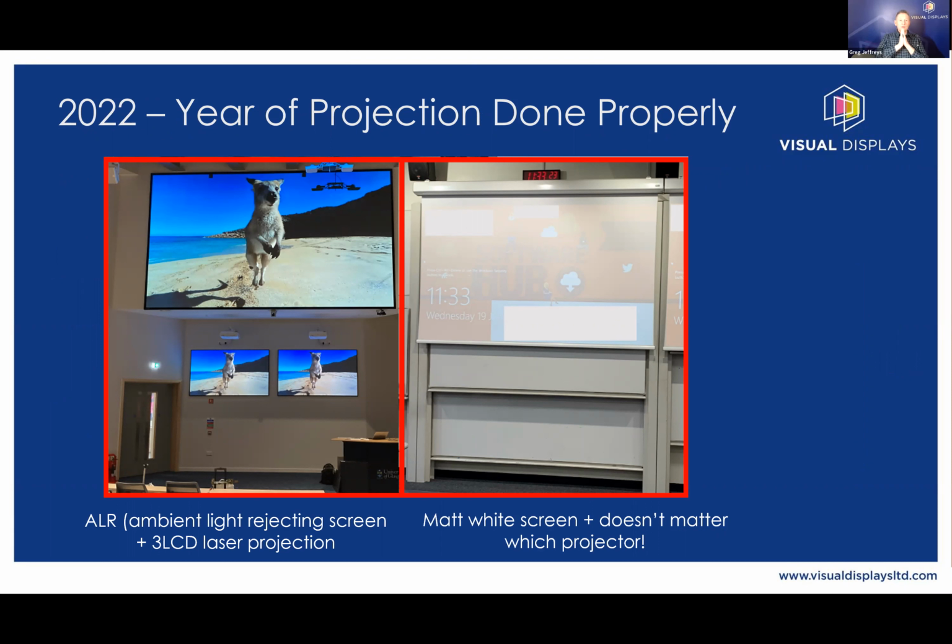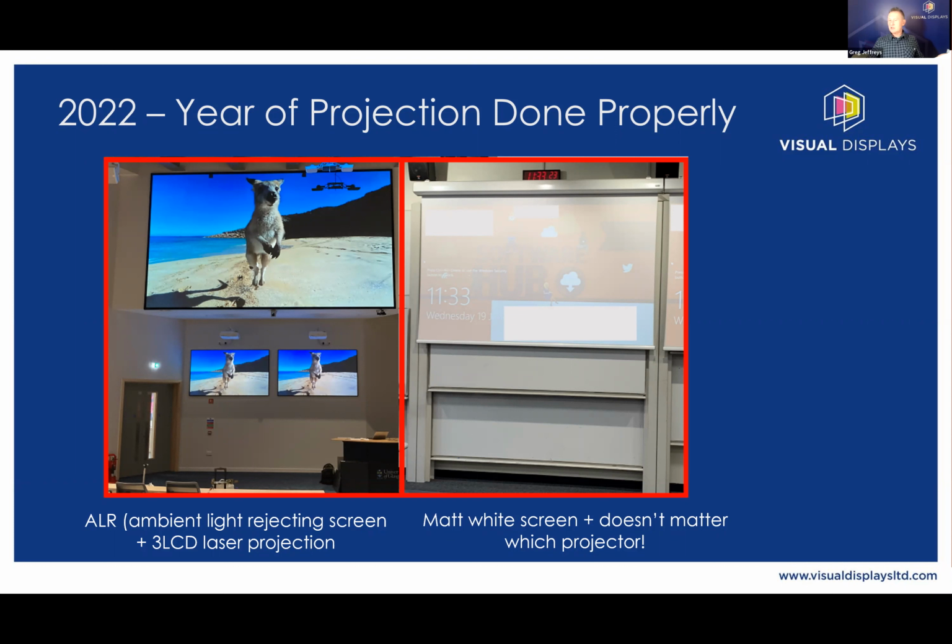I work extensively on campuses, so I've got a lot of friends and colleagues from higher ed who are on the call. Very happy to see you, by the way. No names, no pack drill. Every campus has that experience where the building facilities are effectively killing their displays. But these are both examples of projected displays. The one on the left is a project we did at Glasgow Uni. These are using ambient light rejecting screen materials and 3LCD laser projection.